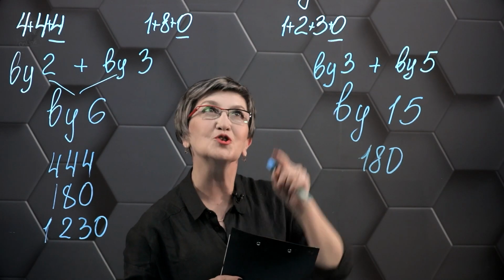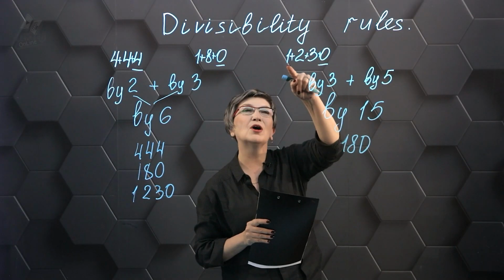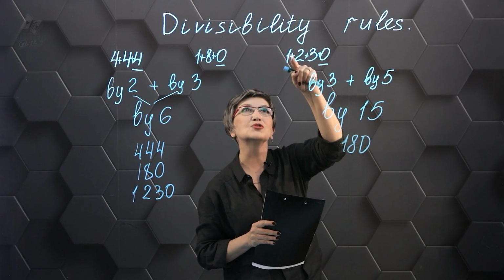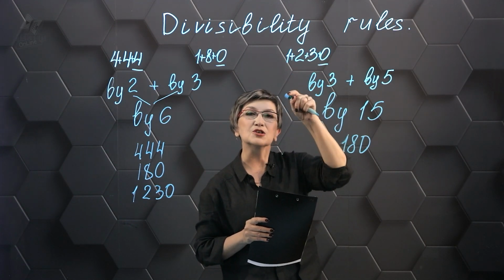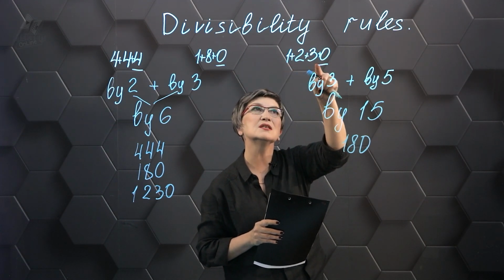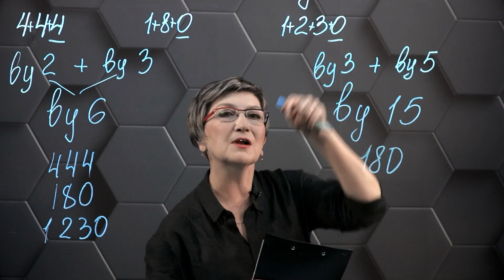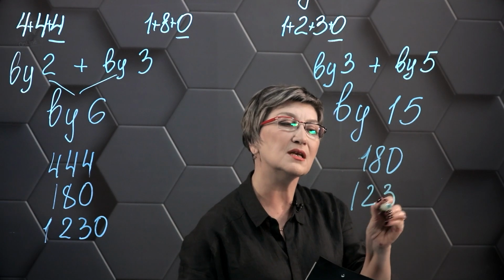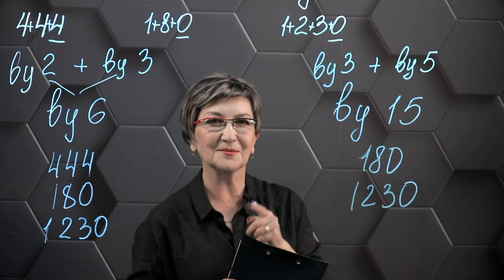And another number, 1230. 1230 can be divided by 3 because the sum of the digits equals 6. And the same number, 1230, can be divided by 5 because the last digit is 0. Then the number 1230 can be divided by 15 without a remainder.